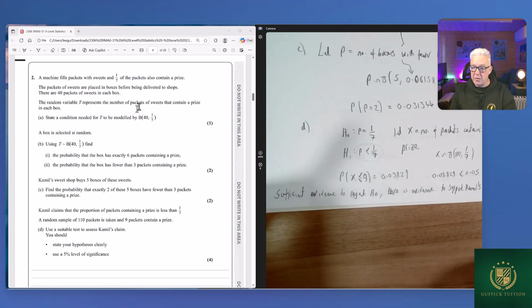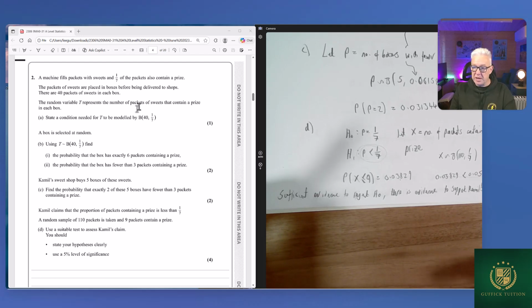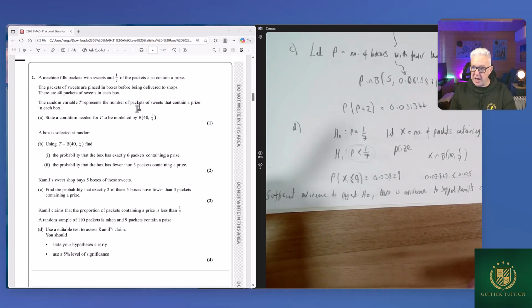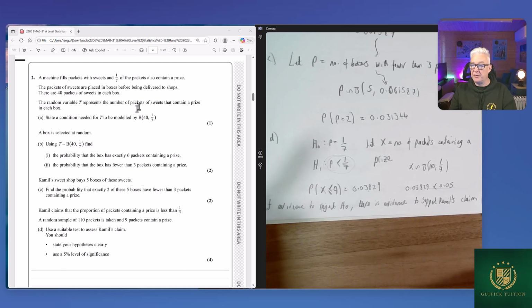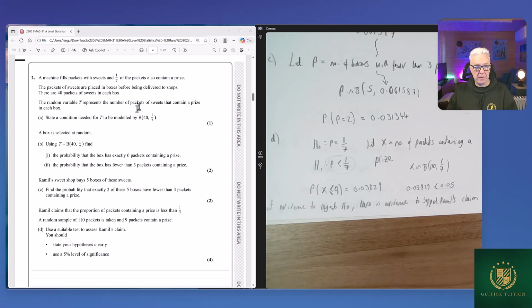So just to say that again, we were in the critical region, which means because our 0.03827 is less than 0.05, there is sufficient evidence to reject H0. And that means that there's enough evidence to support the claim. Perfect. I hope you found that helpful, and I will see you in the next video.